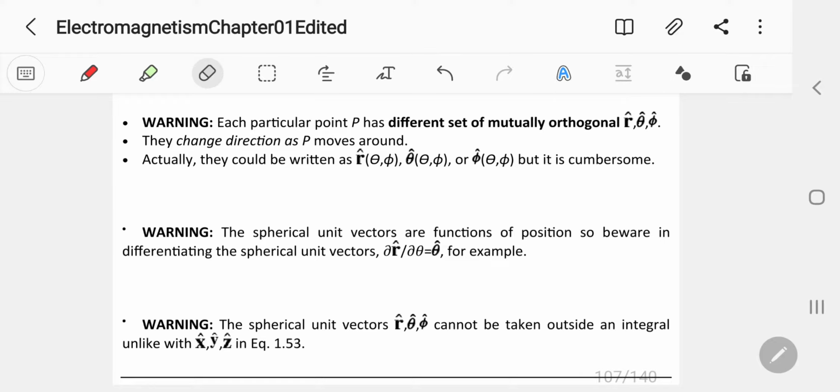There's another warning. The spherical unit vectors are functions of position, so beware in differentiating the spherical unit vectors. For example, you will have this here, the derivative of r hat with respect to theta is just theta hat. And also the spherical unit vectors r hat, theta hat, and phi hat cannot be taken outside an integral, unlike this one, which are constant unit vectors.